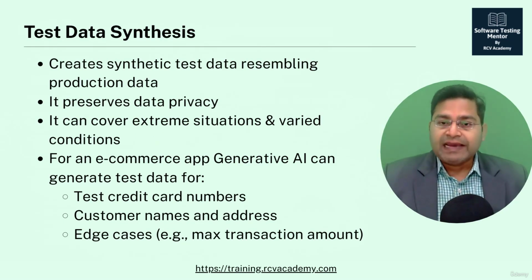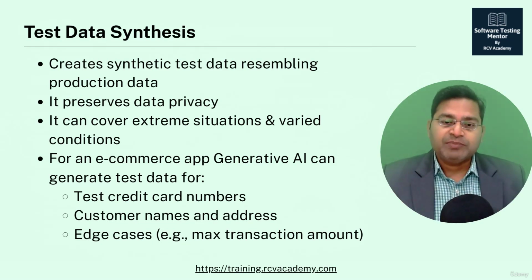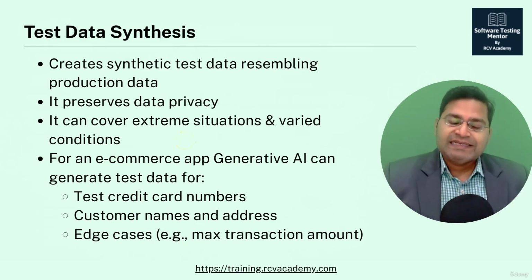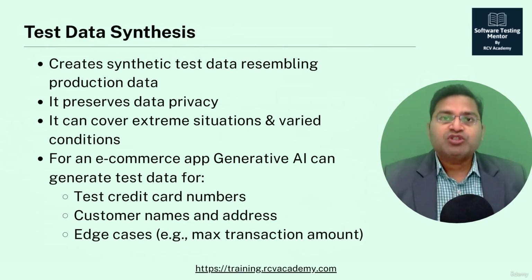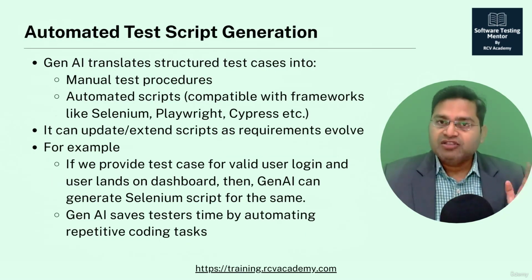For an e-commerce app, generative AI can generate test data, for example test credit card numbers, customer names and addresses, and edge cases, for example max transaction amount. So any scenario wherein you need test data to be created, you can use generative AI to create it. That's where Gen AI is helpful in test data generation.